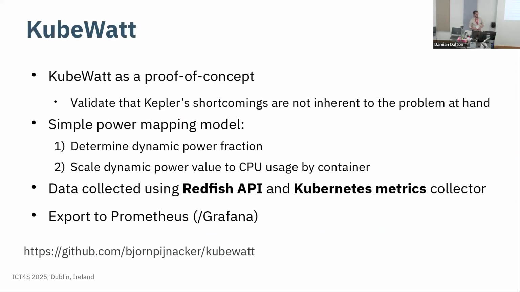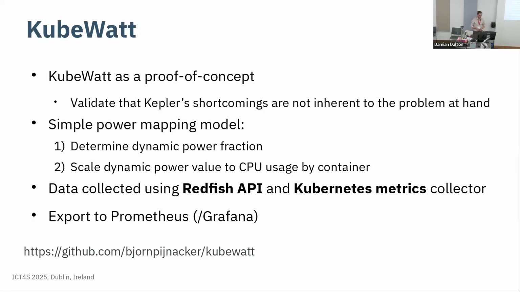So to showcase that this is not a fluke of the Kubernetes architecture itself, we developed a tool called KubeWatt, which is very proof of concept, but we simply wanted to do some calculations ourselves and show that Kepler's shortcomings are not inherent to Kubernetes or to this measurement altogether. This works on a very simple power mapping model, which is we determine the dynamic power fraction, and then we scale that power value to the CPU usage by container. Obviously, this is very limited. I'll talk about that a bit more later, but it should give us a picture of what is happening under the hood.